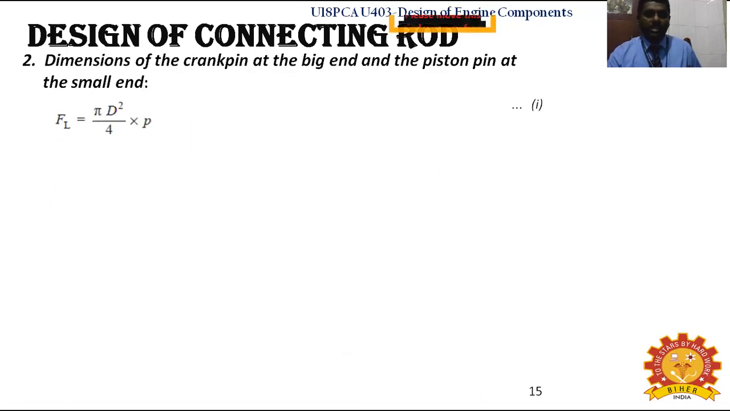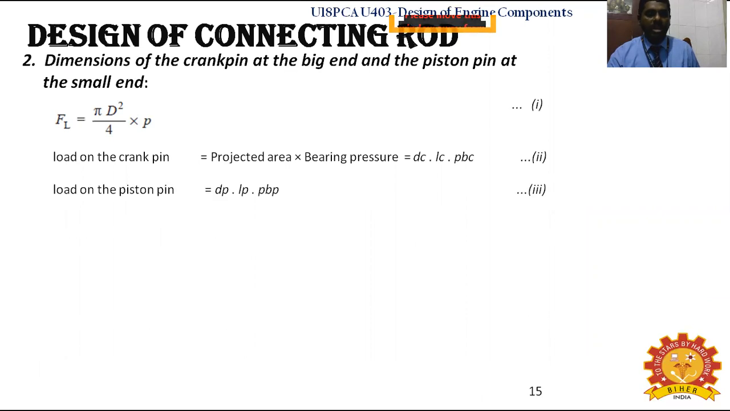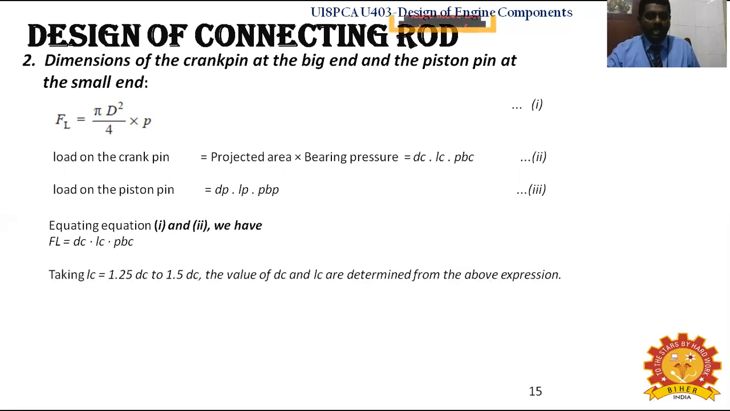And as we have seen, equation 1 is the gas force. We had already seen that we have to equate it with the resisting force. So the load on the crank pin will be equal to the projected area into bearing pressure, which we have seen as the second equation. And the load on the piston pin we have seen as d p L p into p bp. By using these equations, equating equation 1 and 2, the load on the crank pin will be equated to the gas load. So you will take L c as 1.25 d c to 1.5 d c. The values of d c and L c are determined from the above expression.